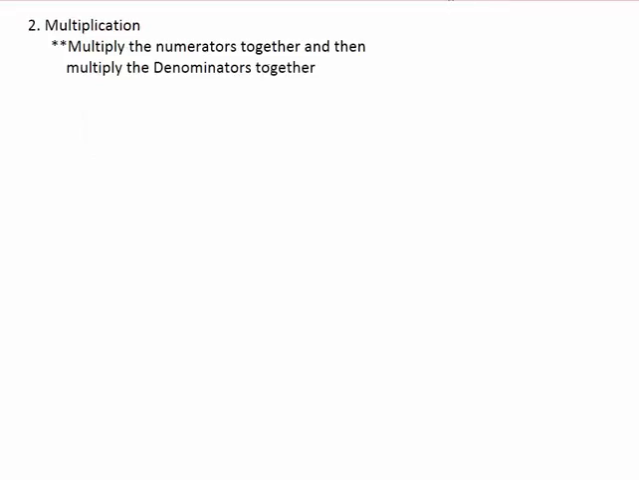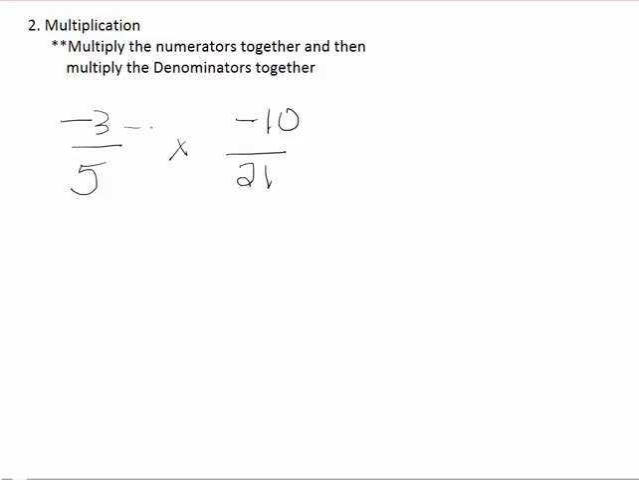When we want to multiply fractions, it's as simple as multiplying the numerators together and then the denominators together. There is no finding of a common denominator. For example, if we have negative 3 over 5 times negative 10 over 21, it's as simple as multiplying numerators together to get 30, and then multiplying straight across with the denominators to get 105. And that is how you go about multiplication.